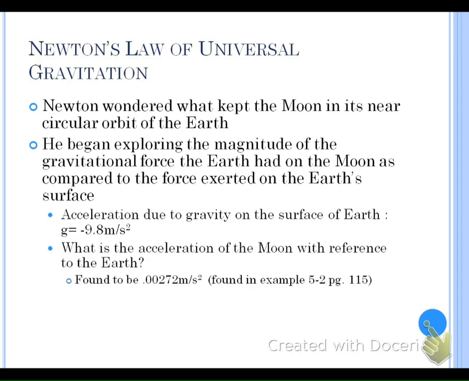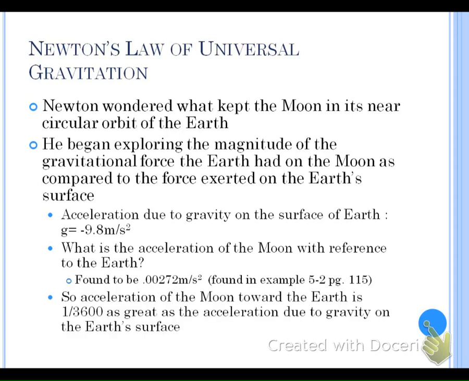But when we look at the acceleration of the moon in its orbit, its acceleration toward the Earth, we're looking at centripetal acceleration, how it's rotating around the Earth in that orbit. It was found to be 0.00272 meters per second squared. It's about 1/3600th of what it is on the Earth. So the acceleration due to gravity on the moon is about 1/3600th that on the Earth's surface.